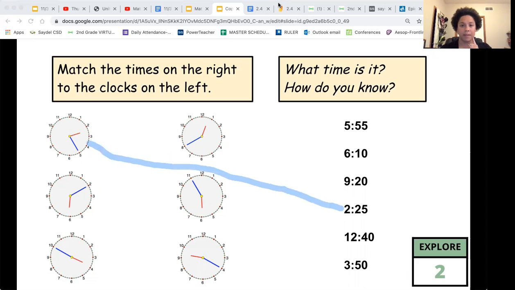All right. The next one, I'm going to change colors. I'm going to look at this next one down here. I see that the hour hand is just past the 6. So it's got to be, the hour has to be 6. And the minute hand's at the 2. So 5, 10.